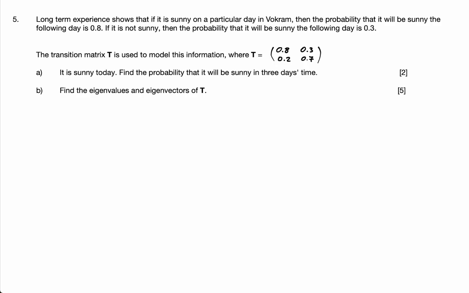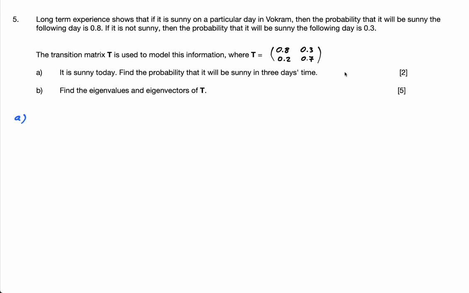Okay, question 5. Long-term experience shows that if it is sunny on a particular day in Vokram, then the probability it'll be sunny on the following day is 0.8. If it is not sunny, the probability that it will be sunny is 0.3. The transition matrix T is used to model this information. Part A, it is sunny today. Find the probability that it will be sunny in 3 days' time.